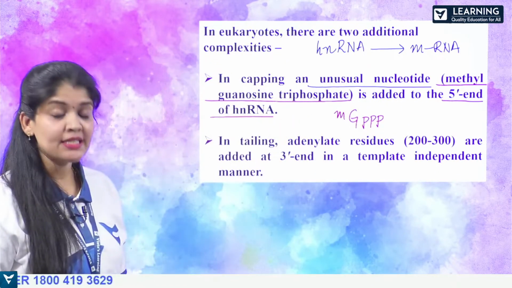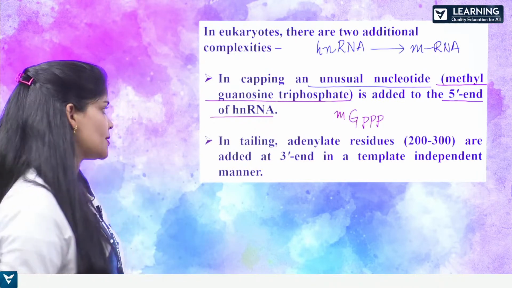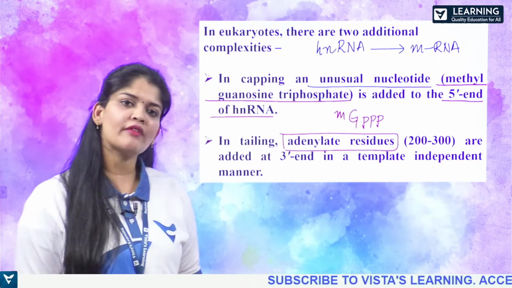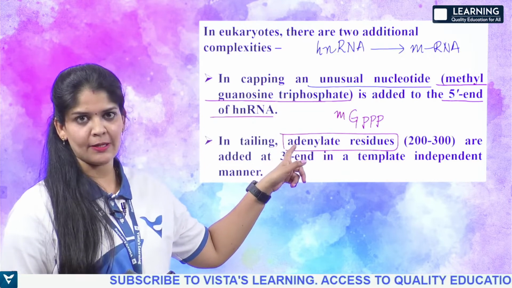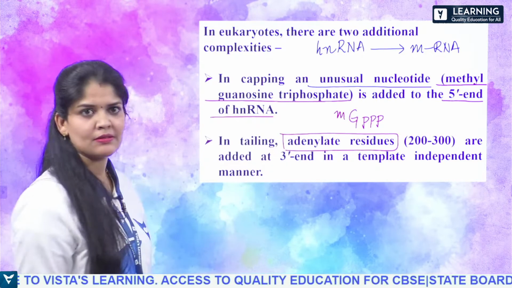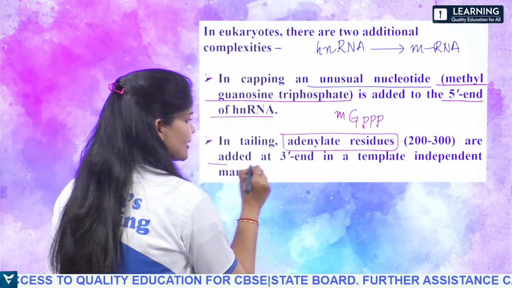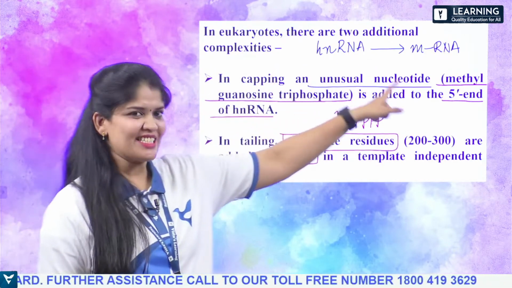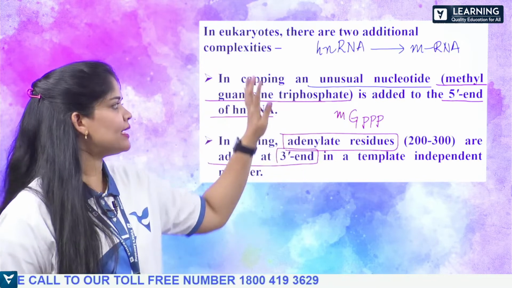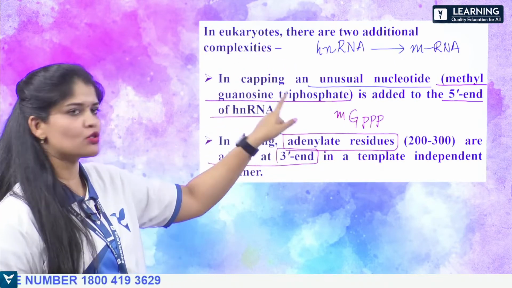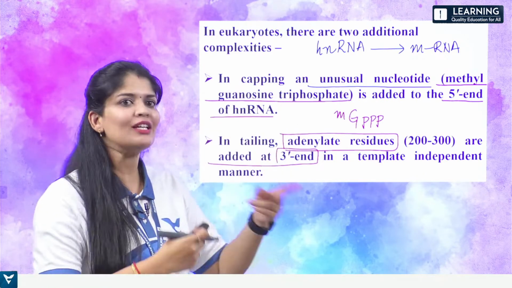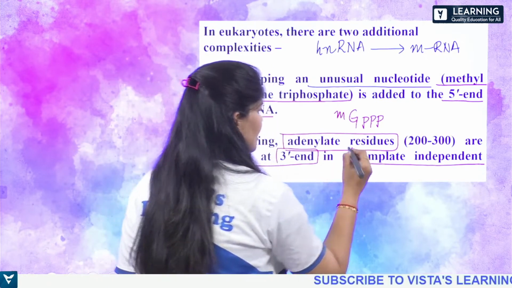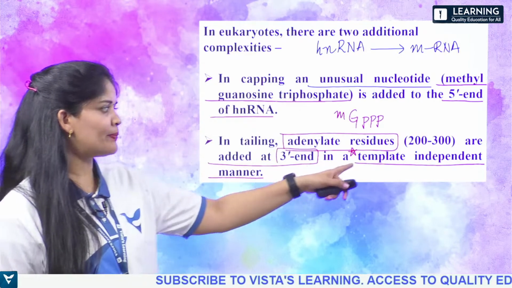Capping is towards the 5' end, tailing is towards the 3' end. This is very important. In tailing, adenylate residues of length approximately 200 to 300, that is polyadenylate, are going to add up to the 3' end. This is 3' and this is 5'. So, capping towards 5', tailing towards 3'. In capping, there is an addition of methyl guanosine triphosphate. In tailing, there is an addition of polyadenylates. There is no template for the addition of the polyadenylates. It happens in a template-independent manner.